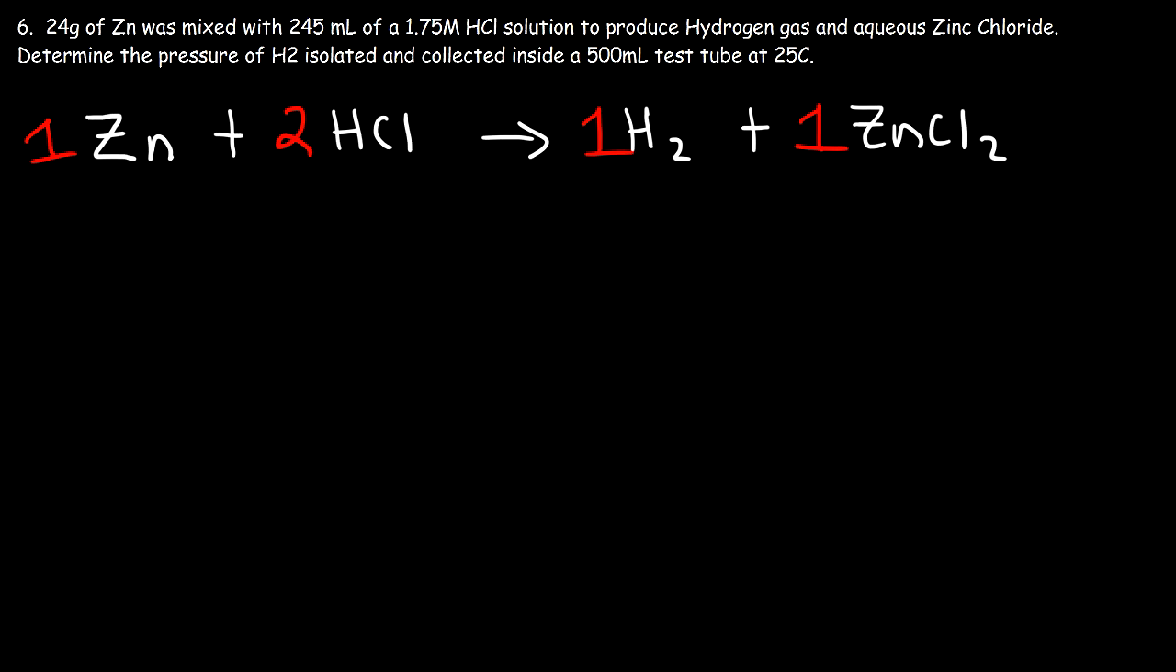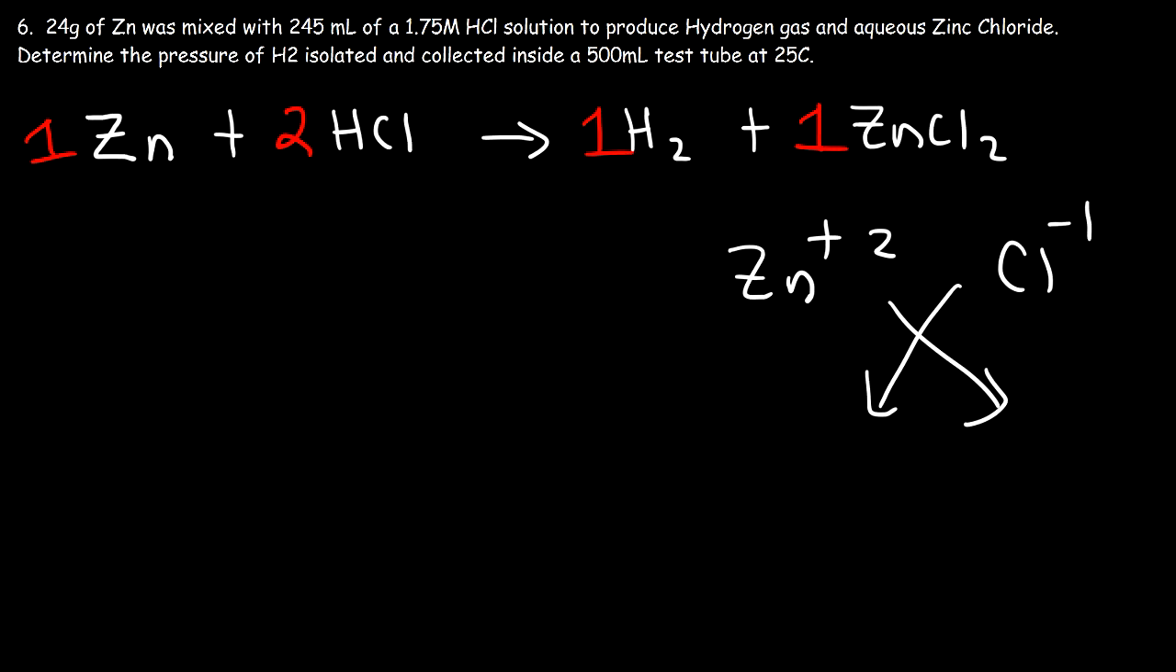By the way, for those of you who are wondering how to come up with this formula, you need to know that zinc has a +2 charge and chloride has a -1 charge. So to balance the charges, you need to combine it in a 1:2 ratio.